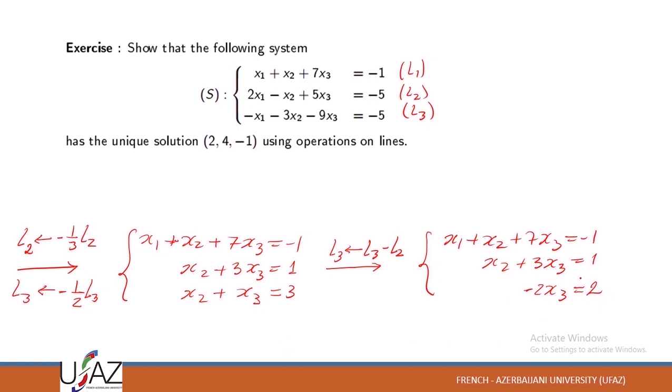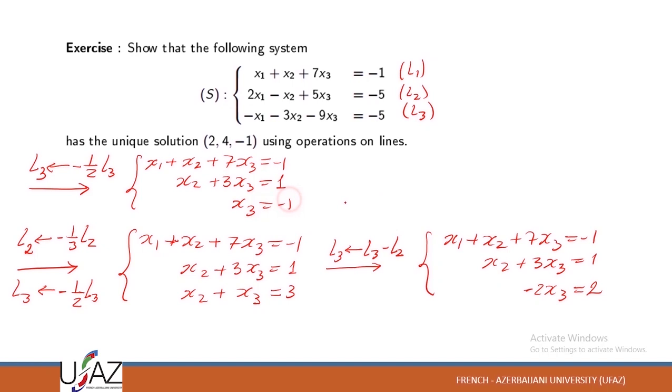And here in the third equation, instead of third row, we write minus 1 over 2 times third row. From here, x1 plus x2 plus 7x3 is minus 1, x2 plus 3x3 is 1, x3 is minus 1. And here I will cancel 3. I will use this elementary operation. Instead of second line, second line minus 3 times third line. From here, the system will be this.